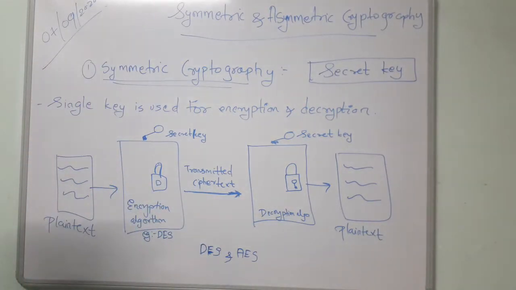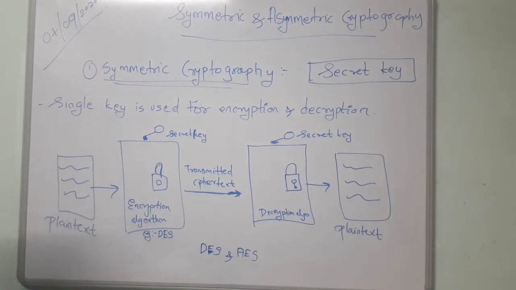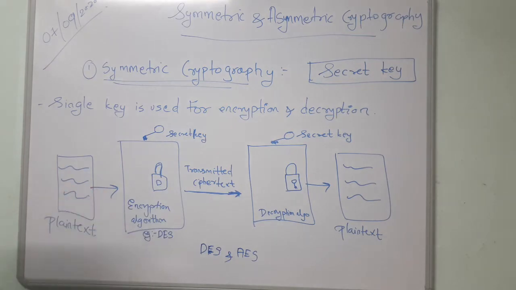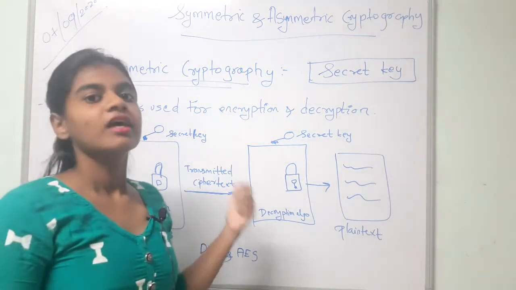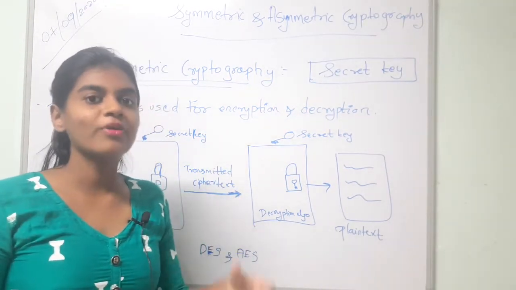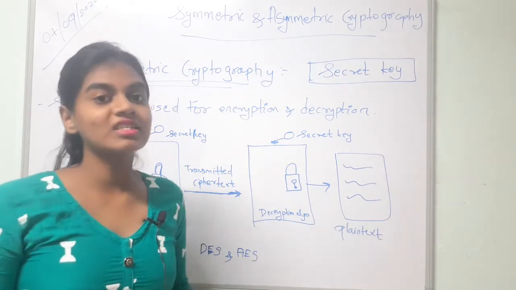Now the problem here comes, the disadvantage: when a hacker intrudes, it is not possible for him to get this key easily. But if he gets this key, then he gets whole authority. He can gain the information with a single key. That's what the disadvantage is.